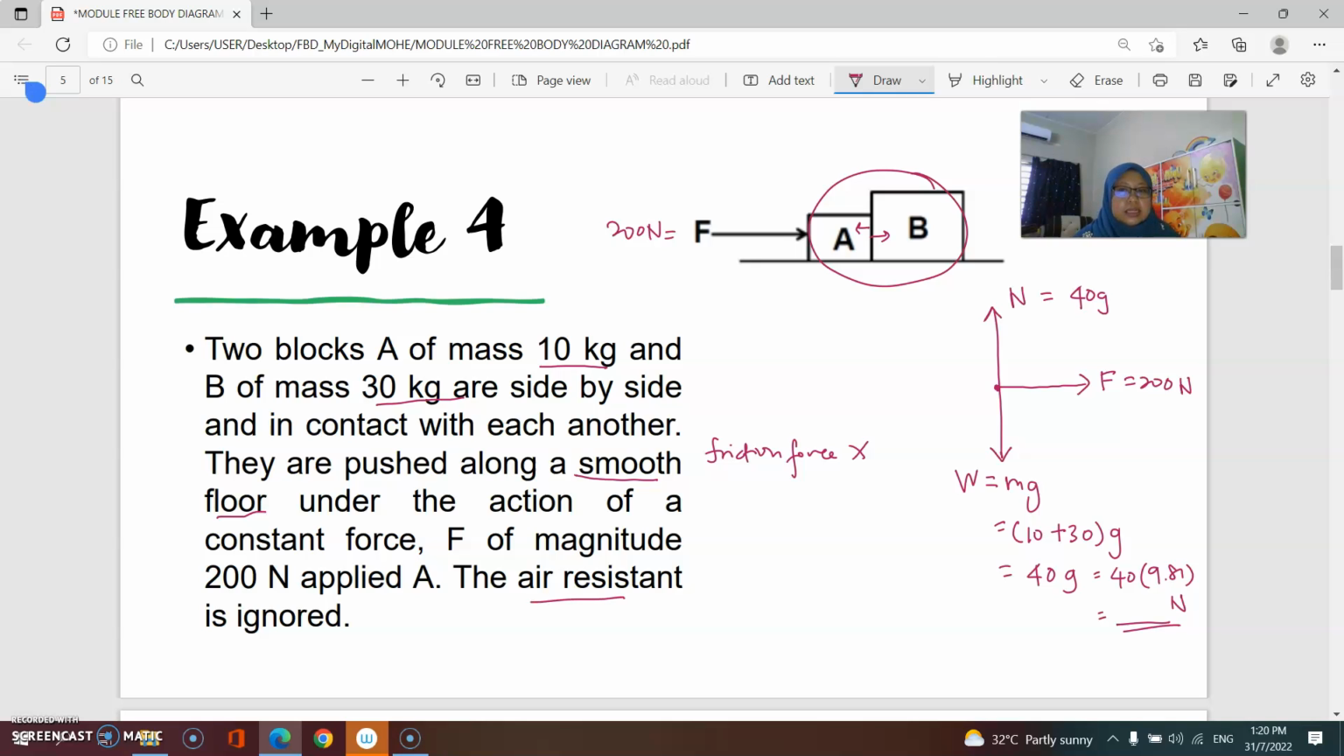And here the air resistance is ignored. If it is not ignored, then it would be somewhere here, in the opposite direction to the applied force too. It should be not F, but maybe just air resistance, something like that. Because it is very small, normally we will ignore it in the question.